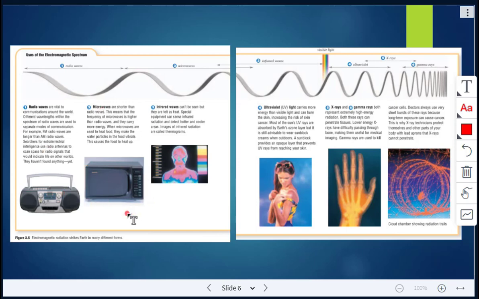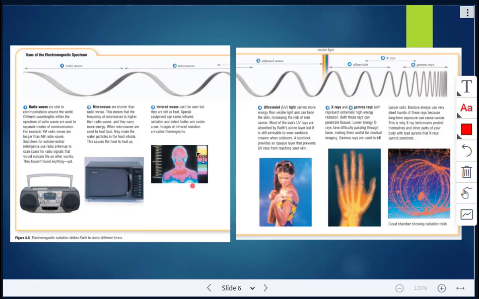Microwaves, they're shorter than radio waves. So the frequency is therefore higher. They carry more energy, so we can use it to heat food. They make the water particles move in our food, and that's what causes our food to heat up. All right, it's the movement of those water molecules.